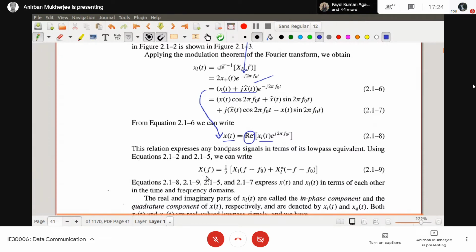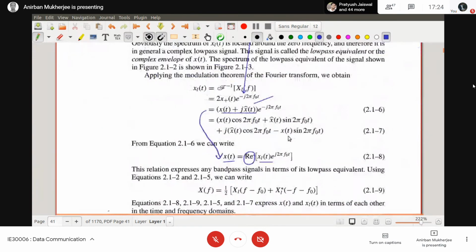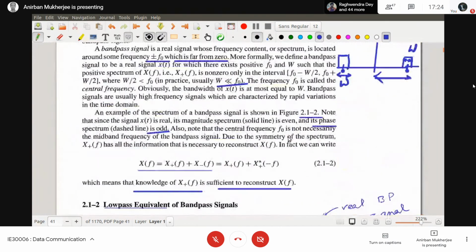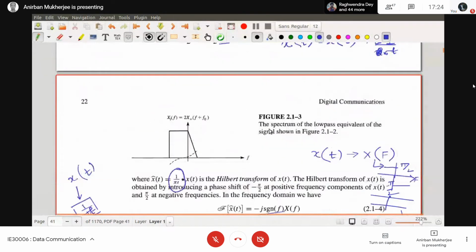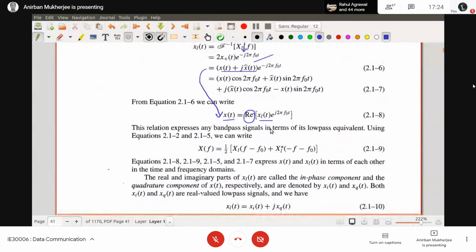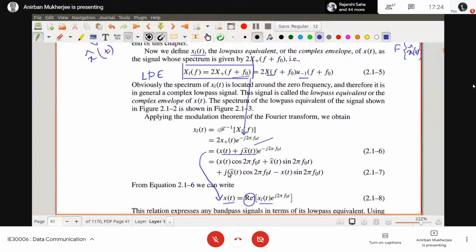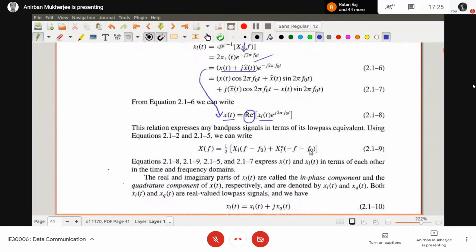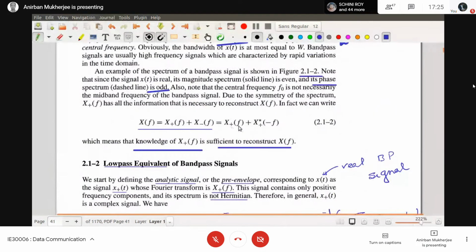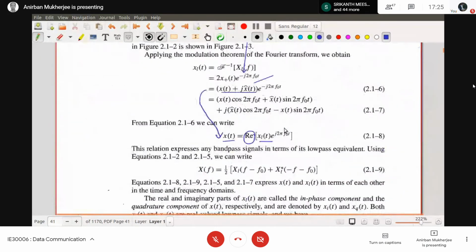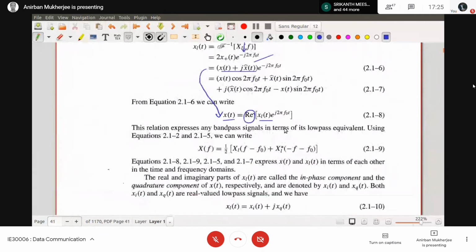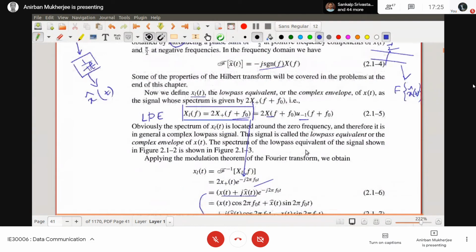And what about X(f)? From equations 2.1 to 2.15, what is my X(f)? You remember, X_+(f) and X_+ star of minus f. If you put it over here, you will finally get X(f) equal to half of X_l(f minus f0) plus X_l star of minus (f minus f0). Because first you use X star(f) and X star(minus f), and there you will see that there is a shifted by f0 term. So now you have finally got this expression.